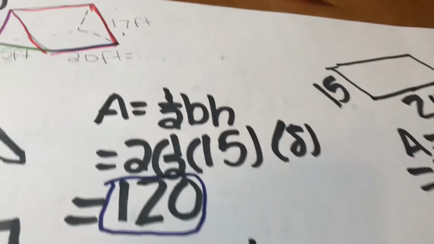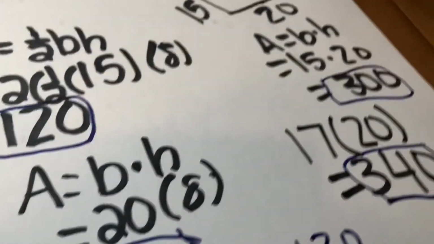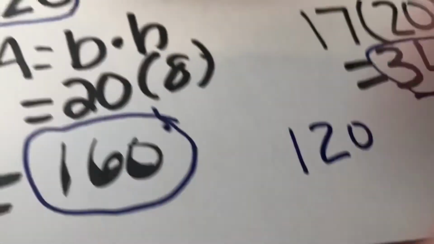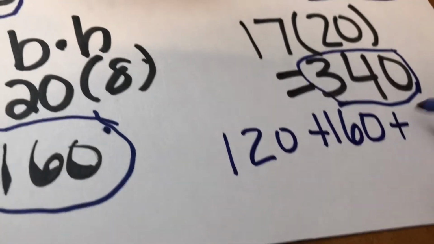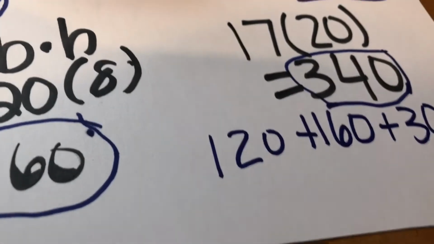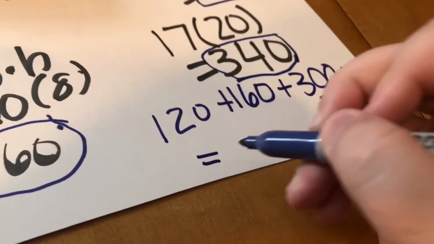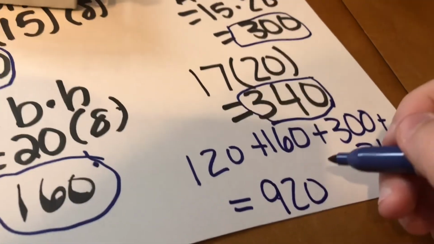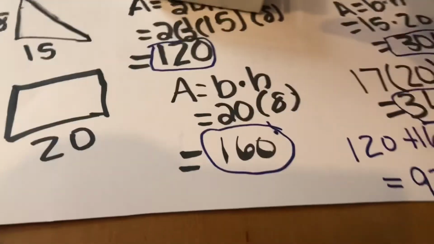So we just need to take all of these numbers, 120 plus 160 plus 300 plus 340. That should be equal to 920. That is feet squared. So I hope that helped kind of breaking it up a little bit.